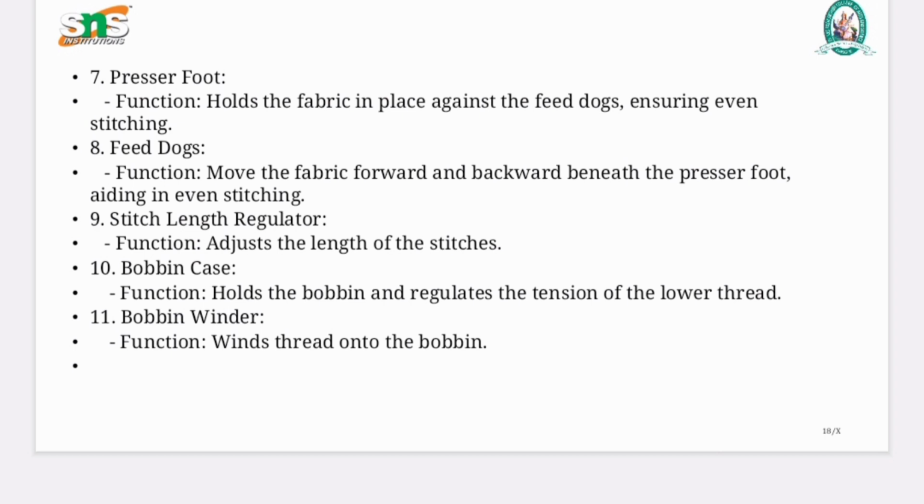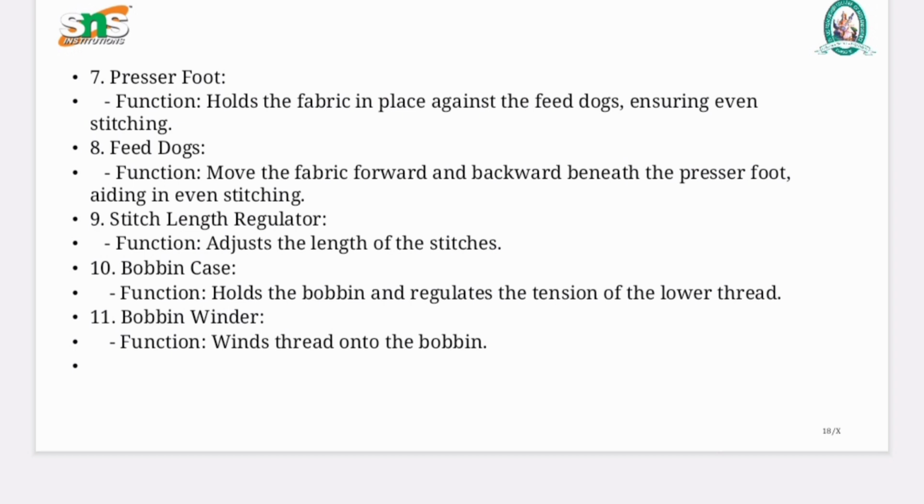Presser foot holds the fabric in place against the feed dogs, ensuring even stitching. Feed dogs move the fabric forward and backward beneath the presser foot, aiding in even stitching. Stitch length regulator adjusts the length of the stitches. Bobbin case holds the bobbins and regulates the tension of the lower thread. Bobbin winder winds thread onto the bobbin.